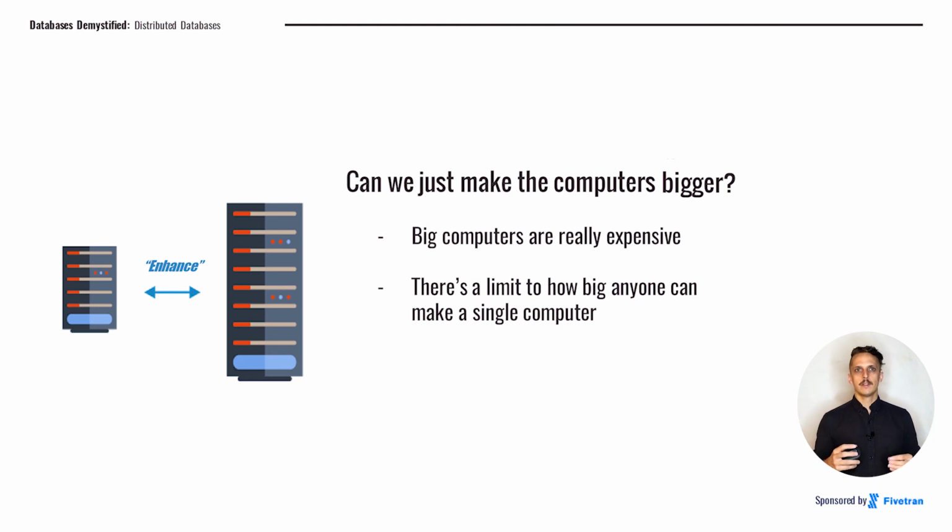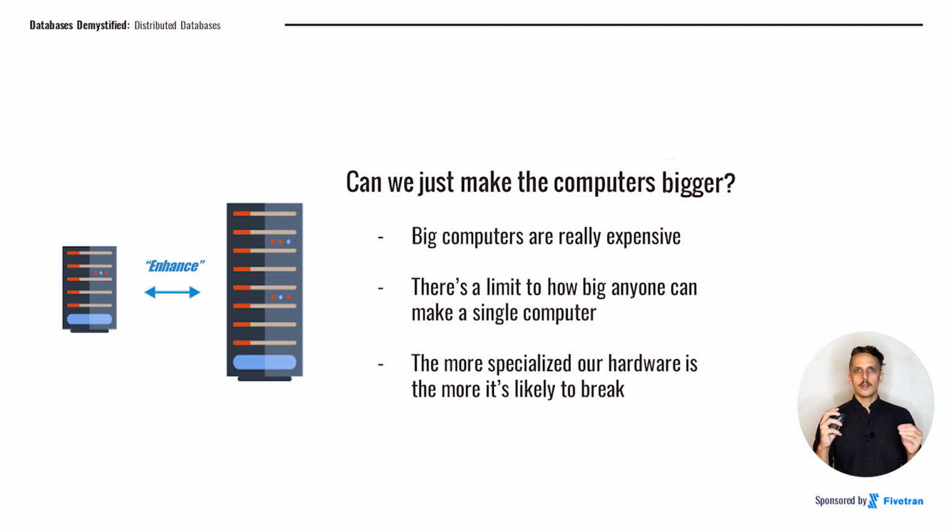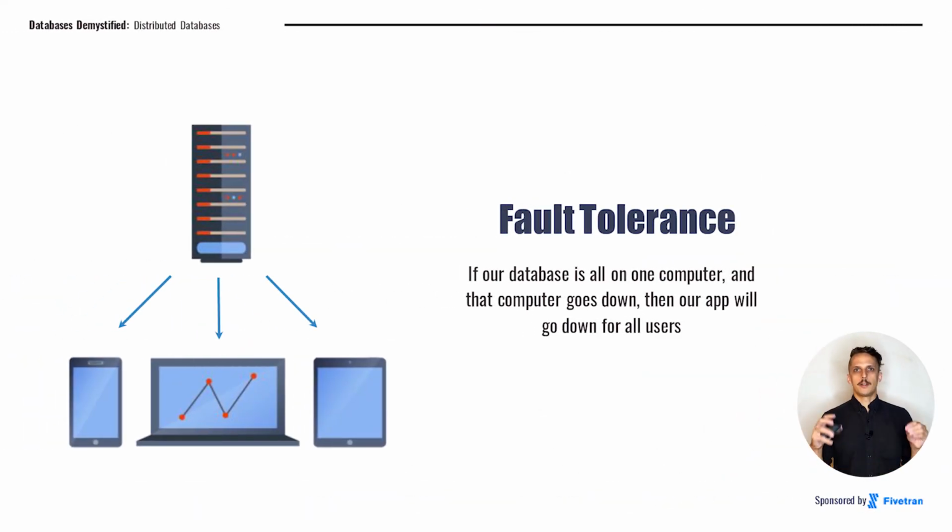Finally, as you might have gathered from the two points above, the more specialized your hardware is, the more likely it is to break. Specialized hardware is more fragile, has more moving parts, and is more difficult to replace, so increasing the size of our computers exposes us to more risk of a breakdown. A big concept for us as we talk about distributed computing is fault tolerance. If our database is all on one computer and that computer goes down, then our app will go down for all of our users. So if our users are all over the world and they're all connected to our centralized database, if that database goes down, then our service goes out for everyone. This is a real problem for us.